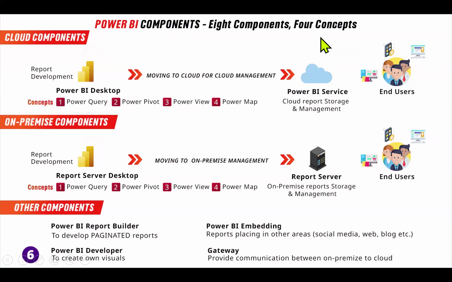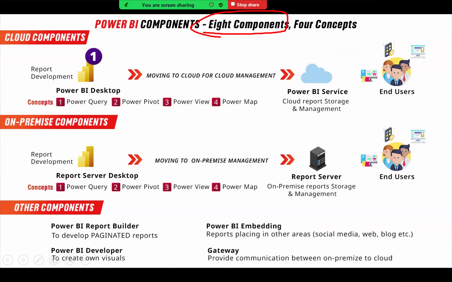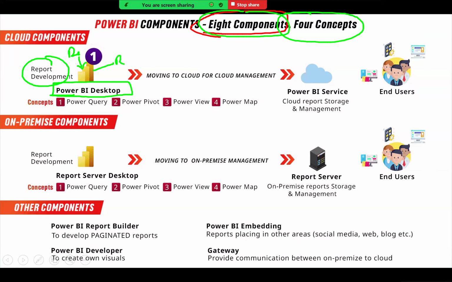There are 8 components and 4 concepts. These are the components. Coming to the Microsoft side, there are 8 components in Power BI with 4 concepts. The first component is Power BI Desktop, which will develop a report. It takes the data and generates a report. During report generation, we use 4 concepts. These concepts help you create a report, and Desktop is the component that does that.